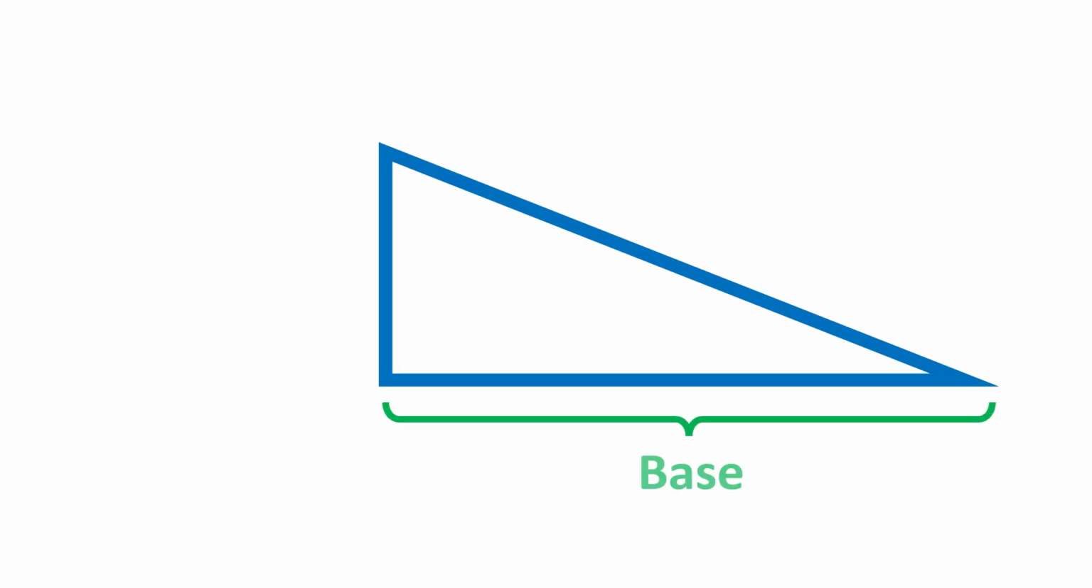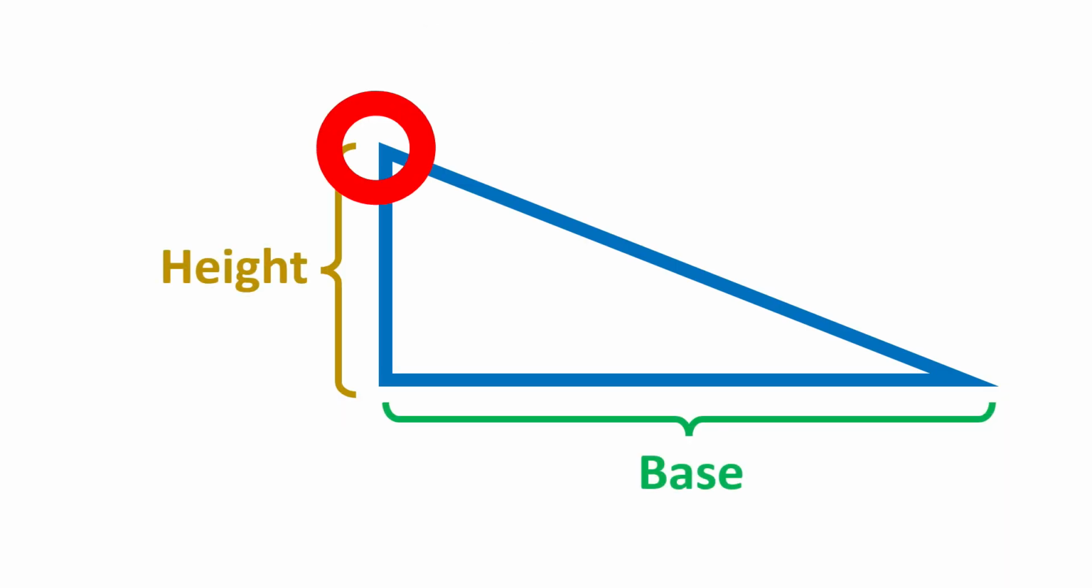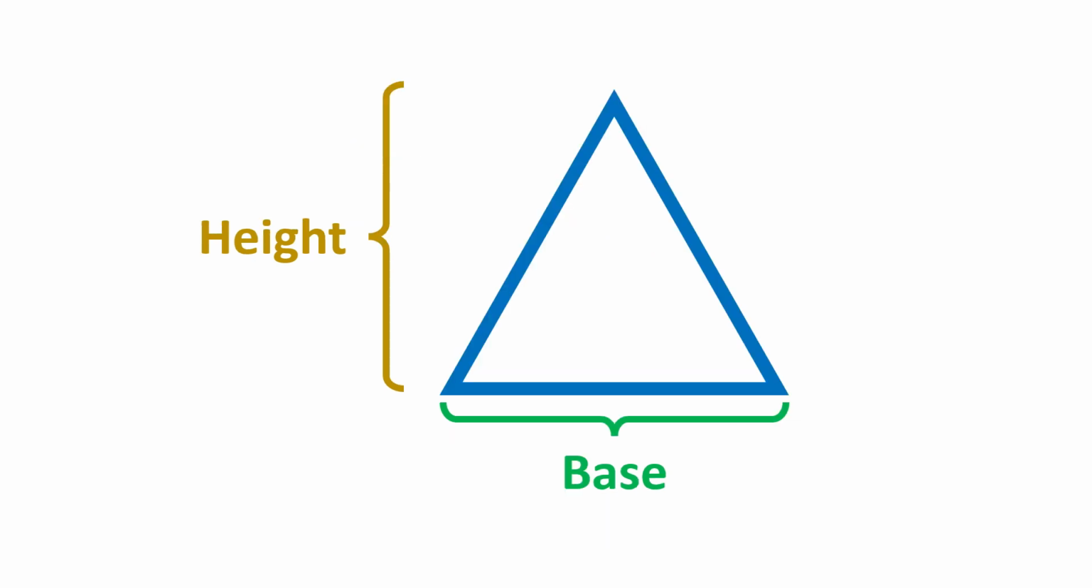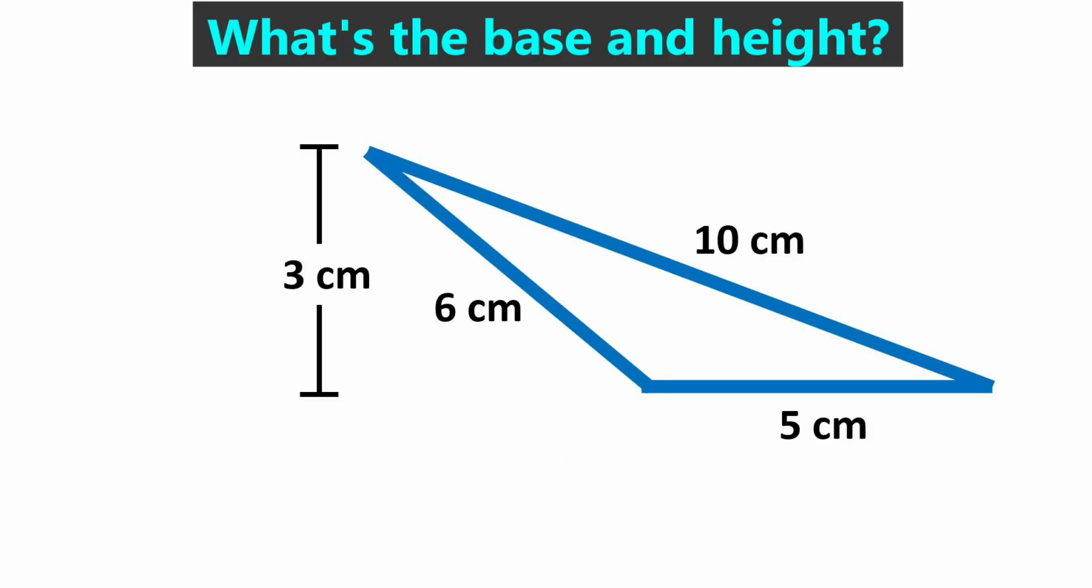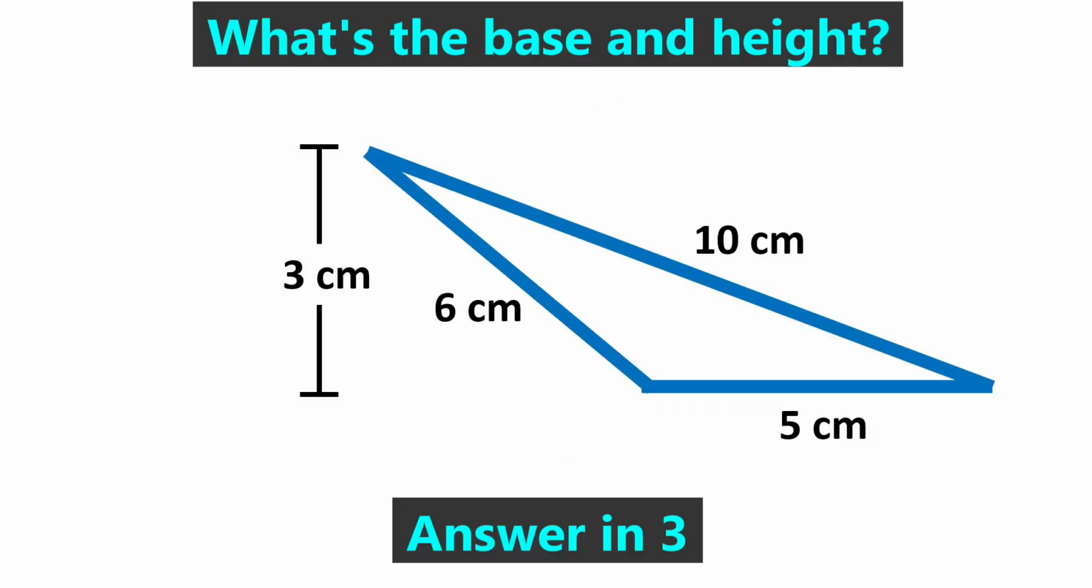The base is the horizontal line. The height is the vertical distance from the base to the highest vertex. We can use this formula on any triangle. We just have to know what its base and height are. Here's a quiz. What's the base and height of this triangle?